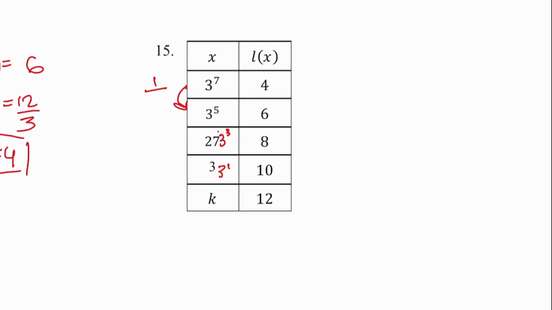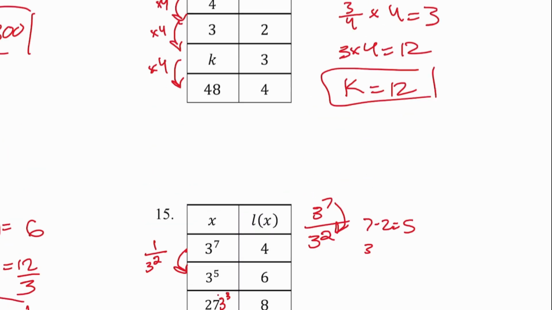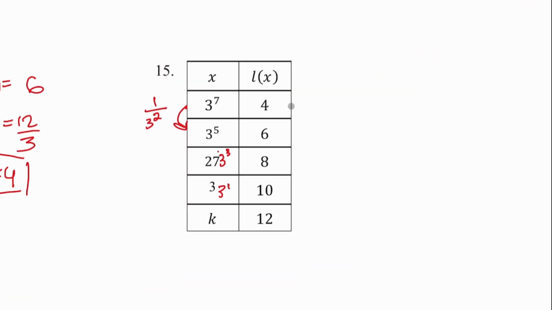So it must be 1 over 3 to the power of 2 then. So that when we multiply this, it is going to end up looking like 3 to the power of 7 over 3 to the power of 2, which means that we're subtracting the exponents. 7 minus 2 is equal to 5, and that gives us 3 to the power of 5, which is this right here. So that looks correct.